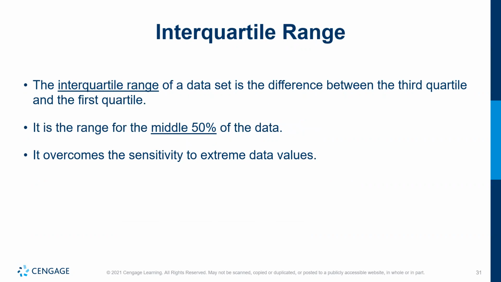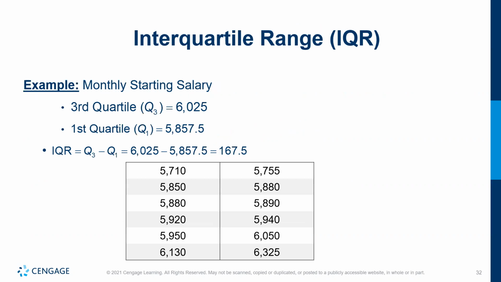So interquartile range attempts to remove some of that sensitivity by saying, let's see where the middle 50% of the data fall. The first quartile is 0 to 25%, and the fourth quartile is 75 to 100%. So the interquartile range is 25 to 75%. We find the third quartile and the first quartile, subtract them, and that's our interquartile range.